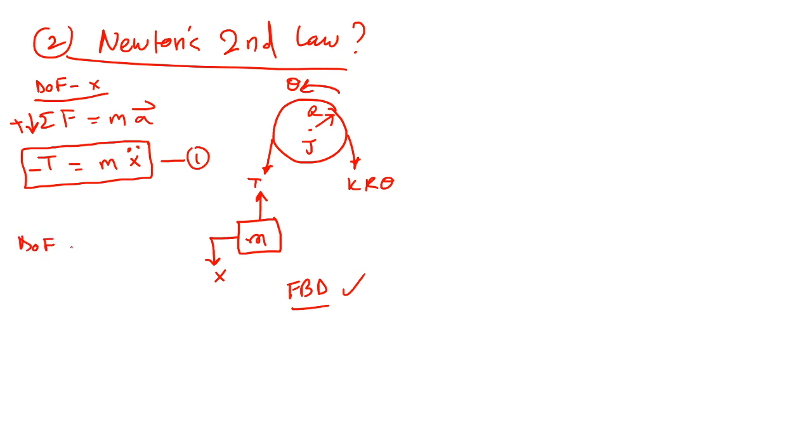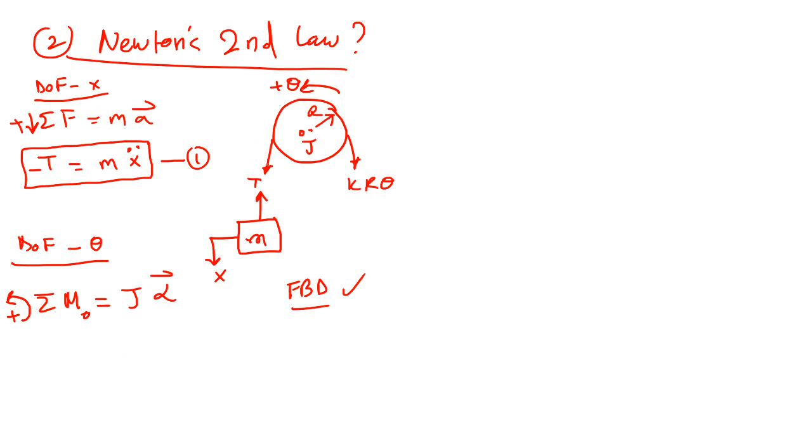For degree of freedom theta, apply Newton's second law. Now this is rotational motion, or torsional motion. So we're going to use summation of what? Summation of moments around what? Let's call this O, the center, the origin. So the summation of moments around the origin must be equal to the mass moment of inertia times alpha, the torsional acceleration. And what is the positive direction of moment? Counterclockwise, because theta is going this way, so this must be with theta.